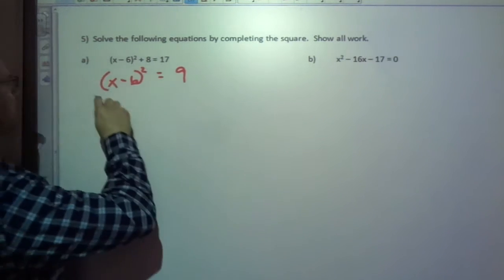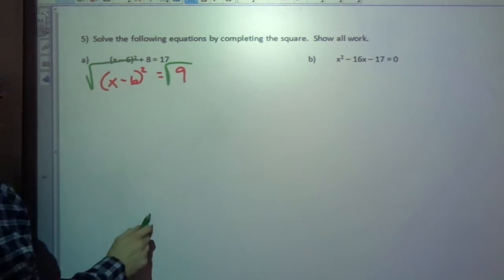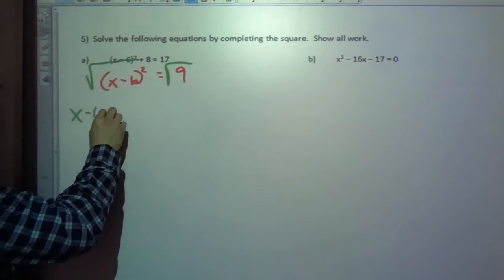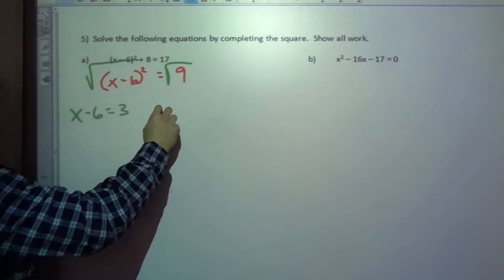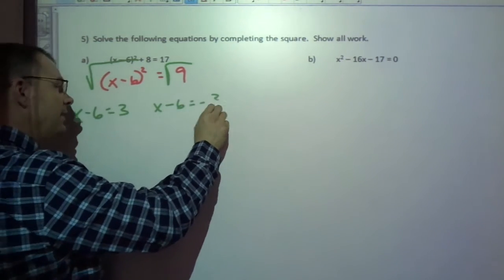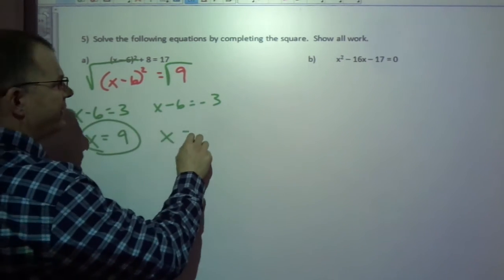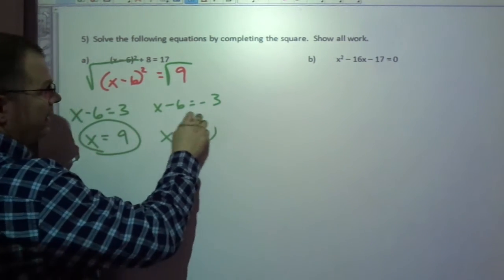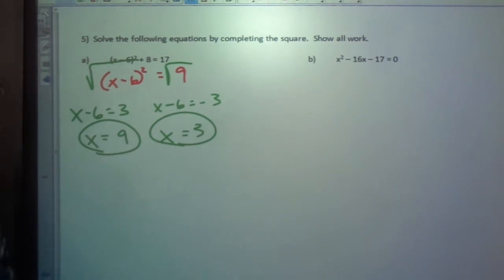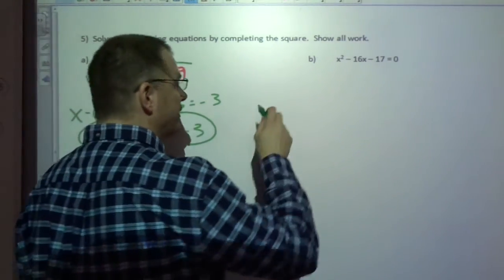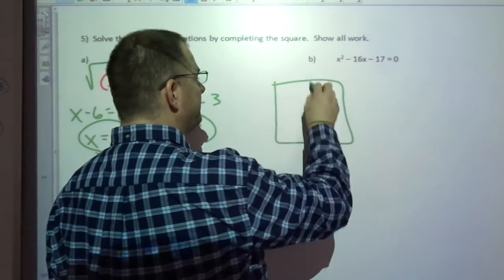Now I'm ready to take the square root of both sides, and I know that that is two things. It's positive 3 and it is negative 3. So this is going to give me 9, and this is going to give me 3 if I add 3. This one is more of your classic completing the square problem.